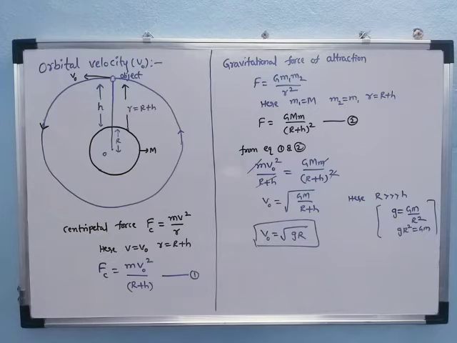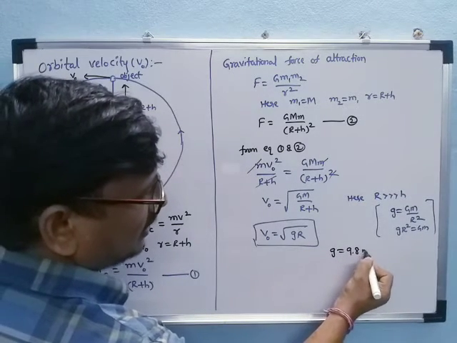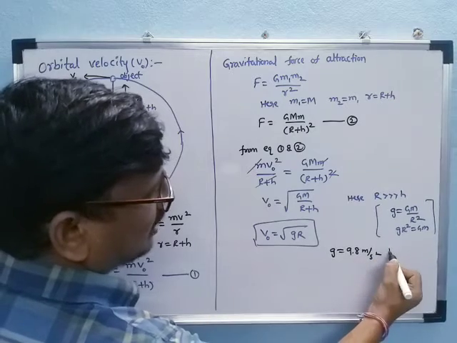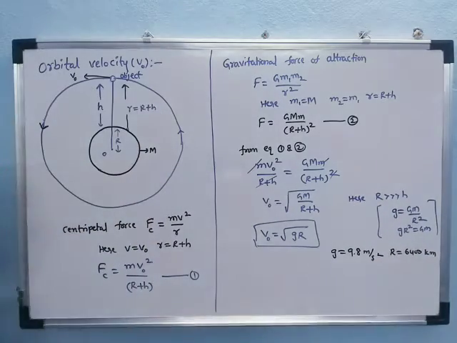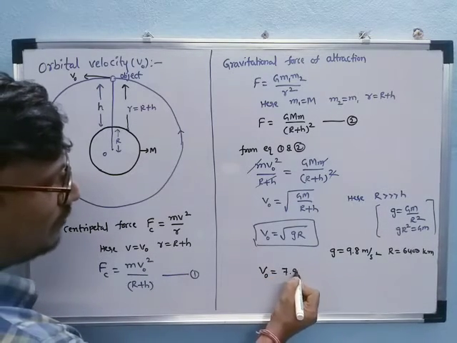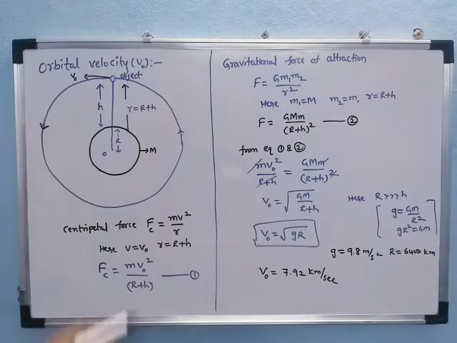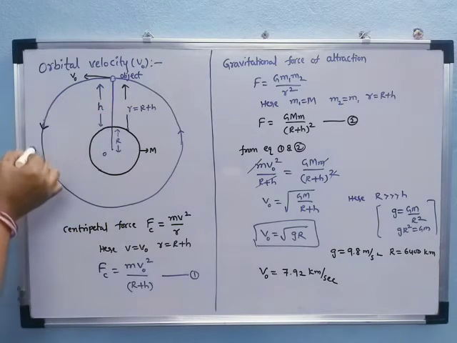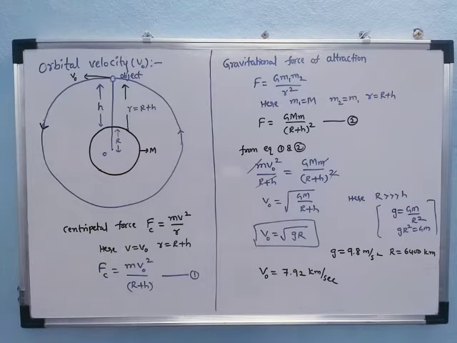Now how much is the value? g is the constant value 9.8 meter per second square, and r is the radius of earth, 6400 kilometer. Substituting these two values, v naught is equal to 7.92 kilometer per second. Now this object is required to revolve around the planet. See that velocity: 7.92 kilometer per second.